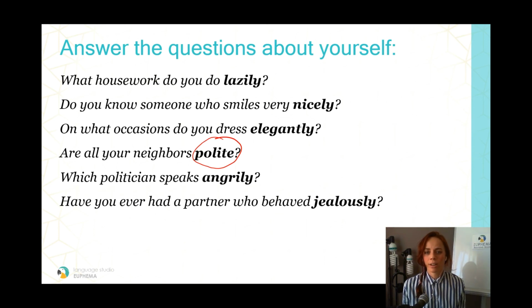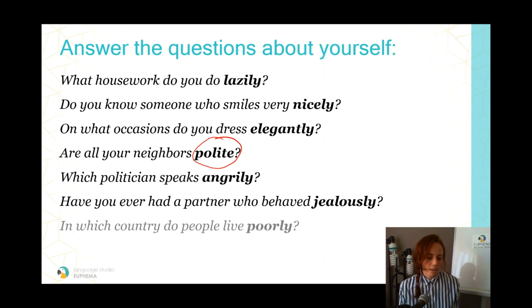Have you ever had a partner who behaved jealously? I don't remember any partner of mine who was jealous or who behaved jealously. So no, my answer is I have never had a partner who behaved jealously, thank God. What about you? Have you ever had a partner who behaved jealously? So if you said yes, he behaved or she behaved jealously, that means that he or she was very jealous, right? So adjective jealous, adverb jealously.